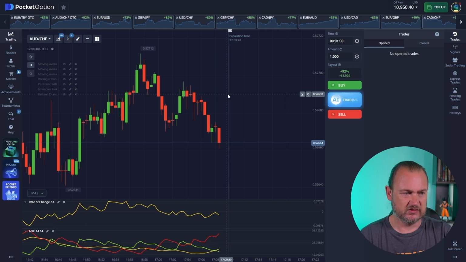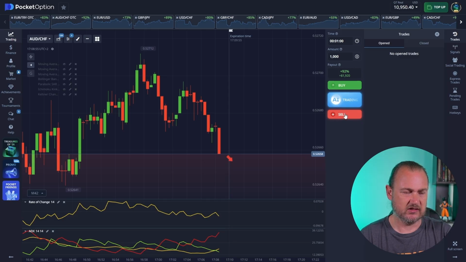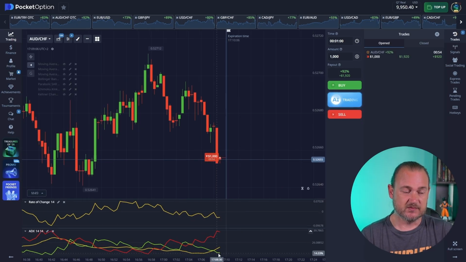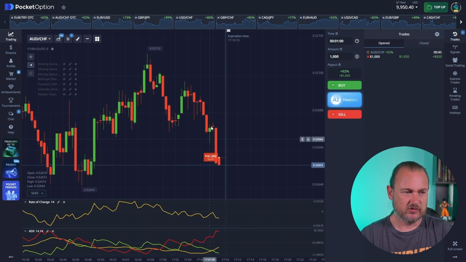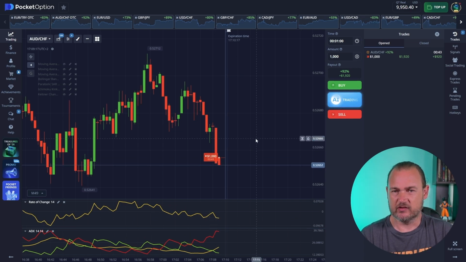We are 10 seconds away now. We'll just wait for the close of the candle, and then we're going to get in and take a sell trade for 1 minute. Here we go. My DI plus is below the 80x line. My rate of change has turned downwards, and my DI minus has turned upwards on this candle here. So I'm just going with it.